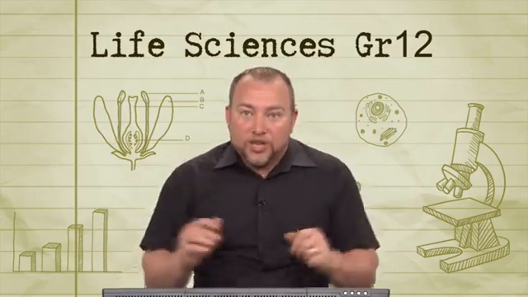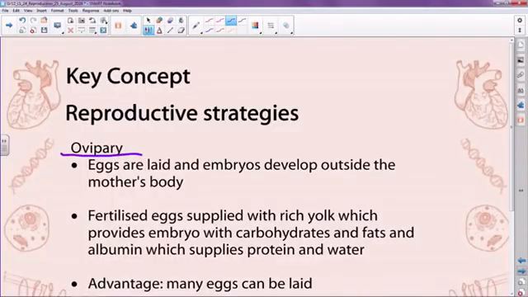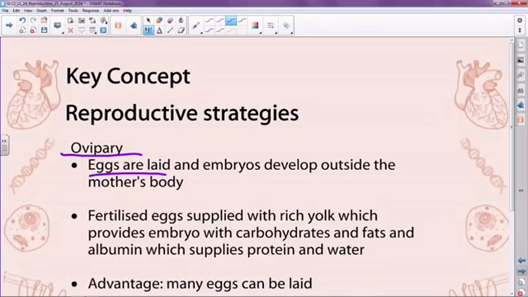Now, these are the ones that we're going to have a look at. There are 3 different ones here. Firstly, we've got oviparity. You've got the 3 things and they show you how certain things happen. Oviparity: eggs are laid and embryos develop outside the mother's body.